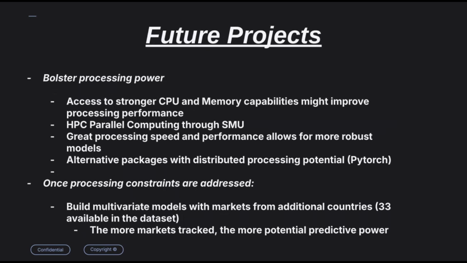Yes, in future projects, like Joel said in the previous conclusion, we want to bolster processing power, for example, using HPC and parallel computing resources from SMU. We also want to use alternative packages, like Professor Nikos Kourentzes at the University of Skövde. He said his team is developing PyTorch resources for neural net packages for time series analysis, so we can apply those packages to it.